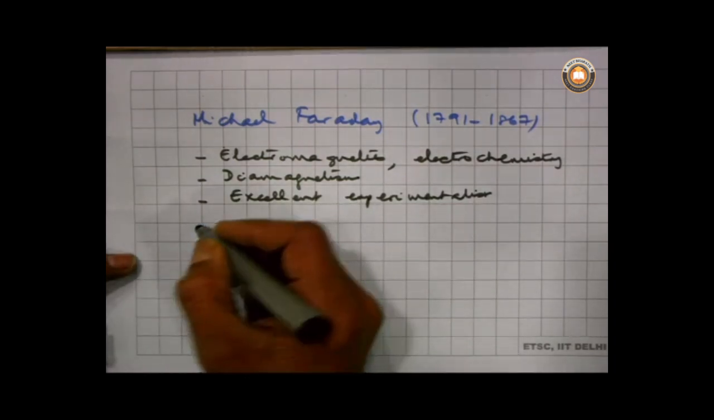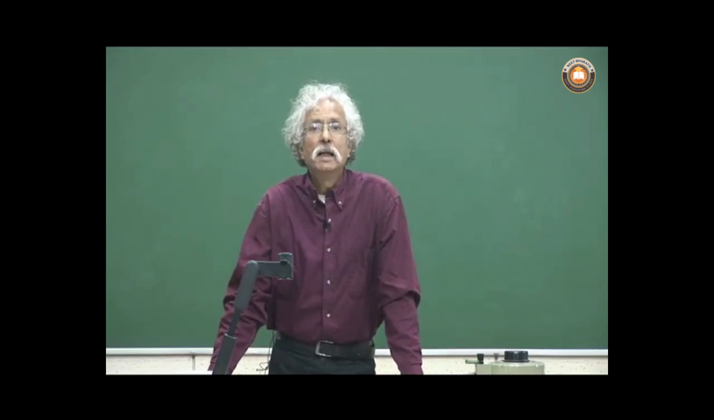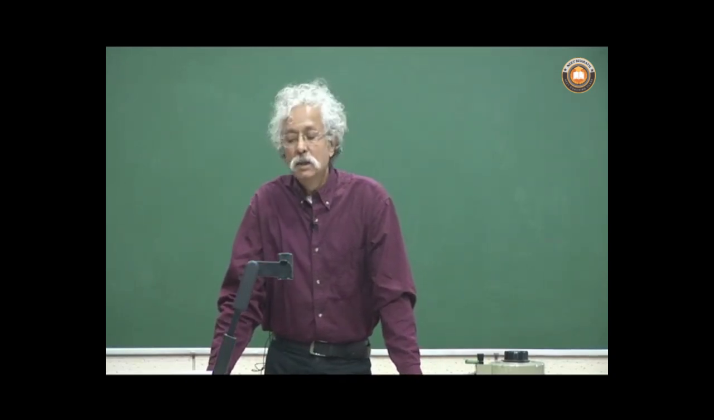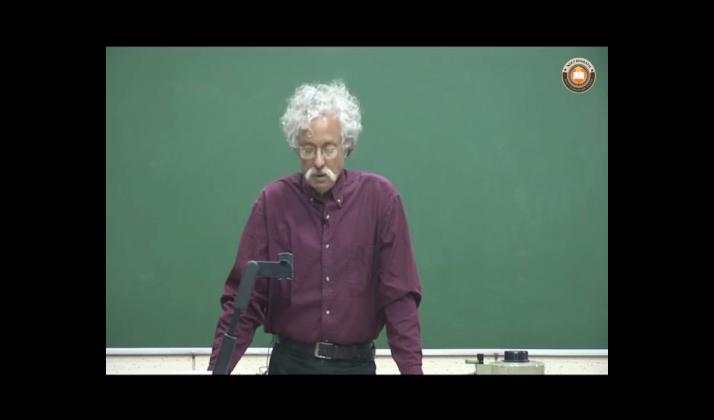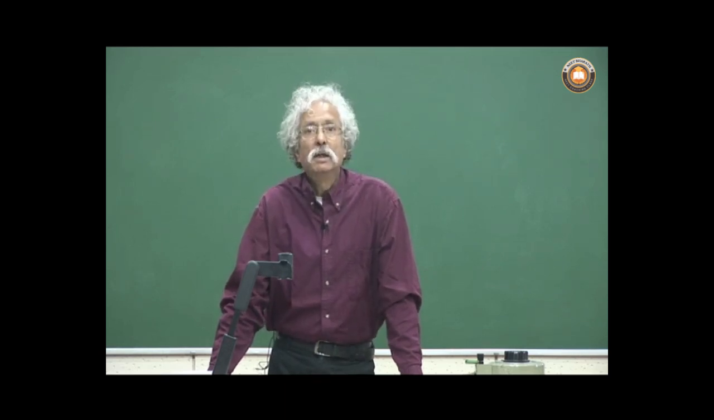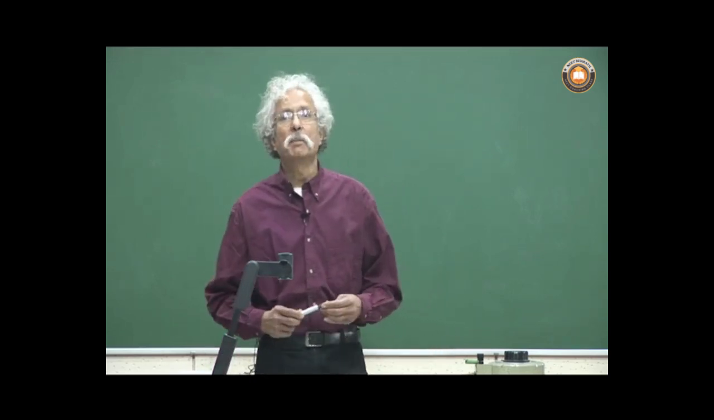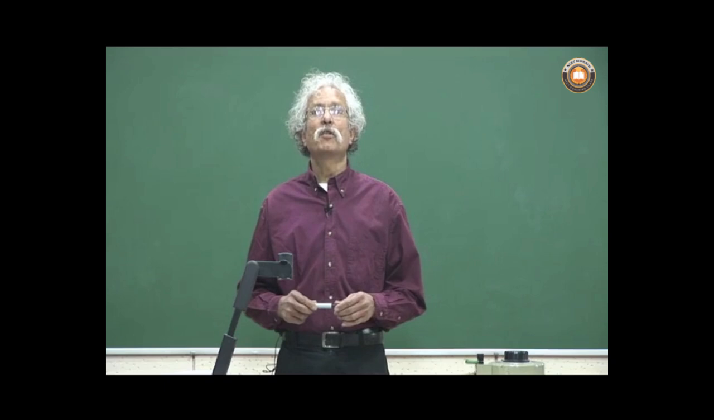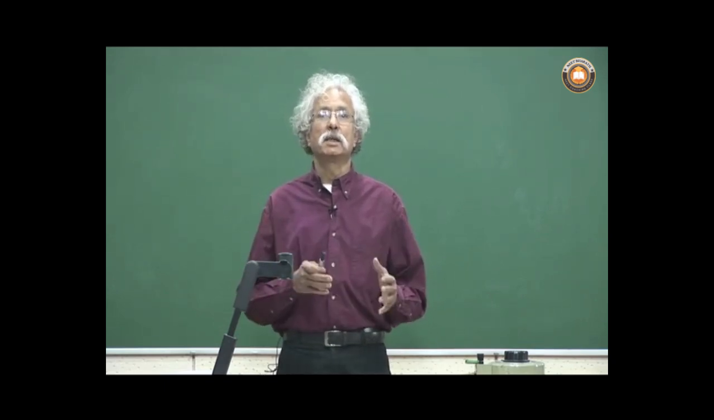In fact, Albert Einstein had a picture of Michael Faraday in his study room, along with pictures of Sir Isaac Newton and also James Clerk Maxwell. We will study about Maxwell's equations later on, but Michael Faraday was a very important scientist in the development of electromagnetics. Today what I am going to show you is some experiments similar to what Michael Faraday did at that time to show the relationship between magnetic fields and currents.